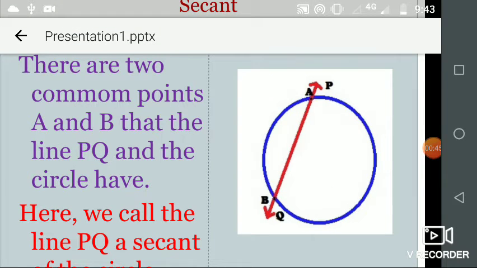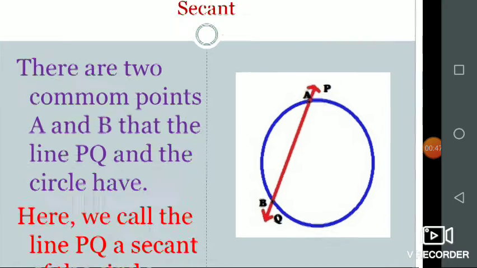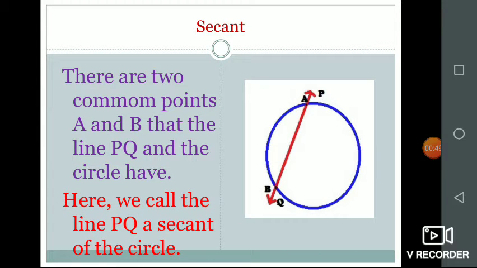The second point is secant. Look at the picture. There are two common points A and B that the line PQ and the circle have. In this case, we call the line PQ a secant of the circle.